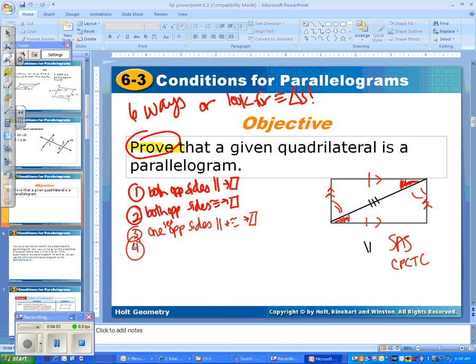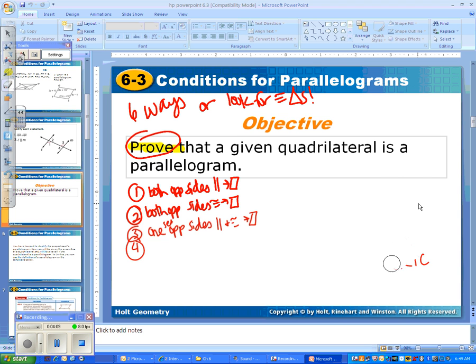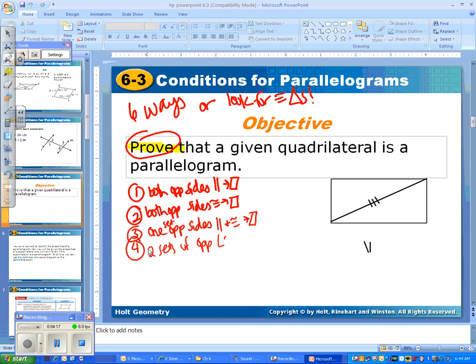That's the third thing. The fourth thing, let's say we only know about the angles. If we know that both sets of opposite angles are congruent to each other, we will have a parallelogram. So what that means is if I know this angle is congruent to this angle, and if I know that this angle is congruent to this angle, then we're going to have a parallelogram.